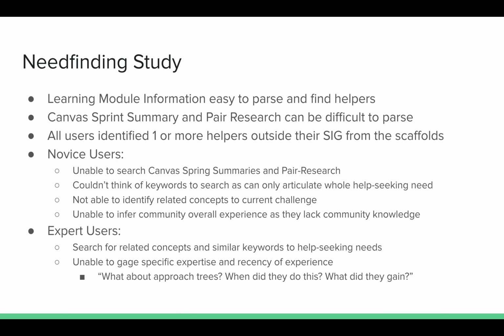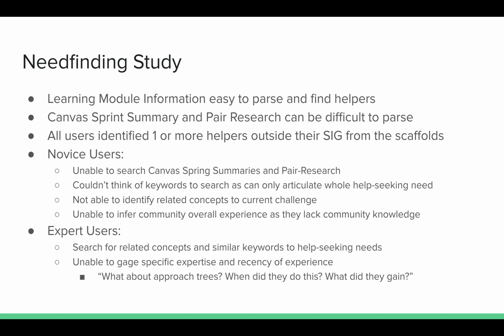Additionally, they're not able to think about keywords or articulate specific expertise that they're looking for. As a result, they usually don't search the Canvas sprint summaries and pair research pages at all. They try to manually pass through it, and as a result, don't end up seeing all the possible expertise in the community. Contrasting to that, expert users actually have a really interesting way to break down expertise that they require.